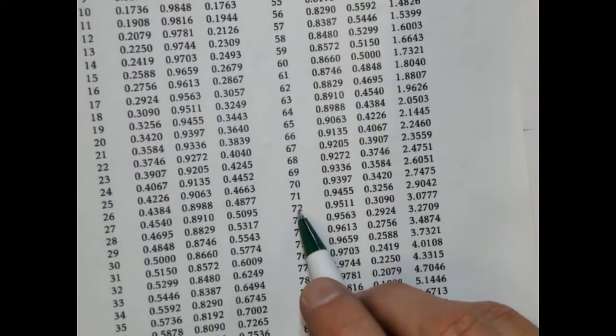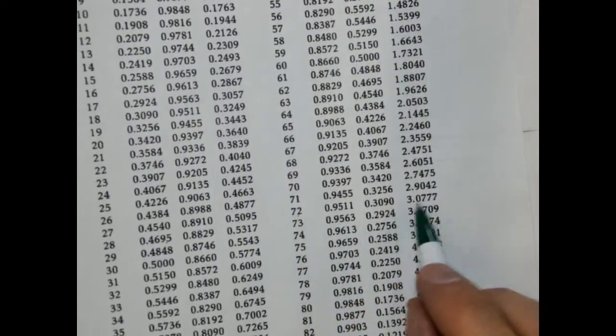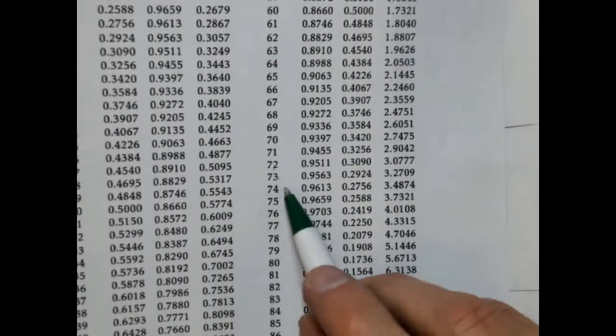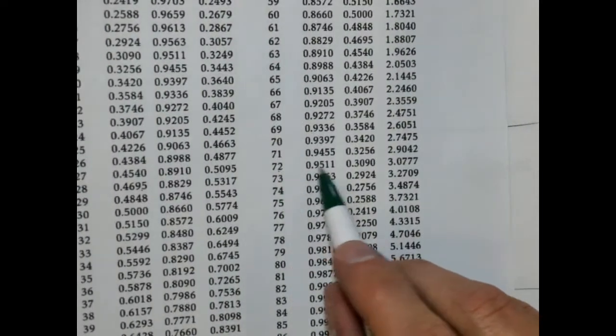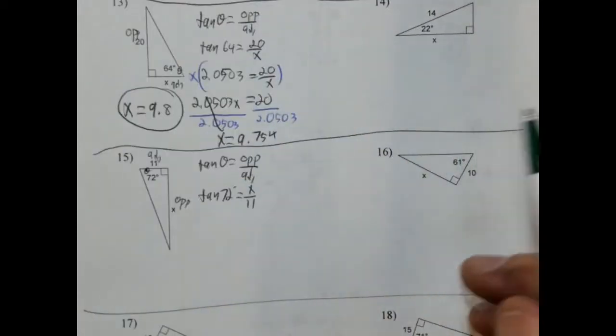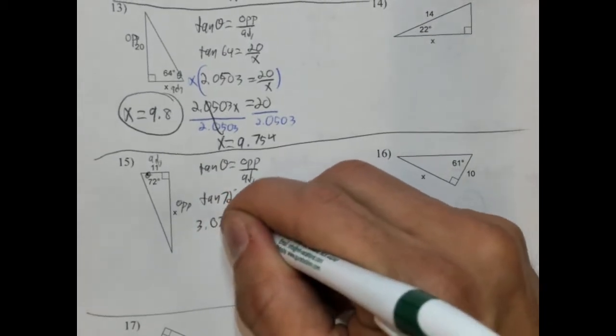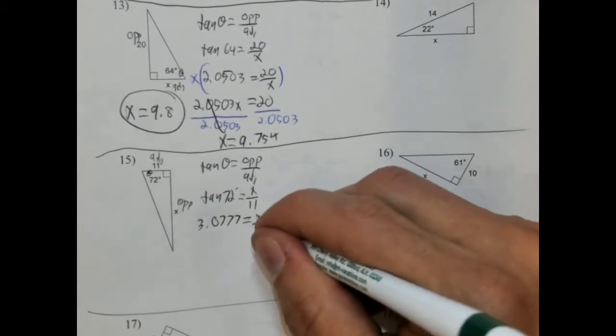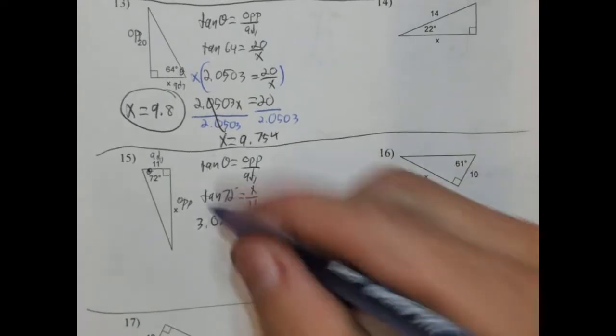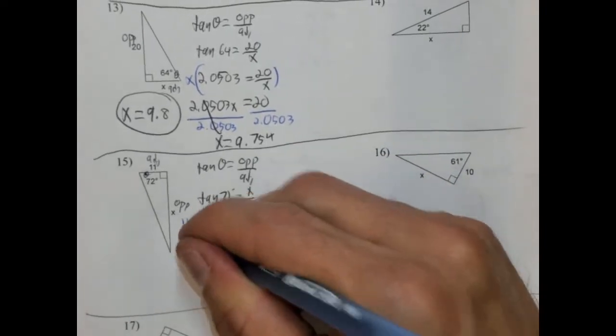So again, I'm going to look at my column here. So 72 degrees is here. Our tangent is our third column. You can see up here a tangent. So 72 degrees here, tangent, so 3.0777. Okay, so we're going to write 3.0777 equals x over 11. And we're simply going to multiply both sides by 11, and that'll give us our solution.